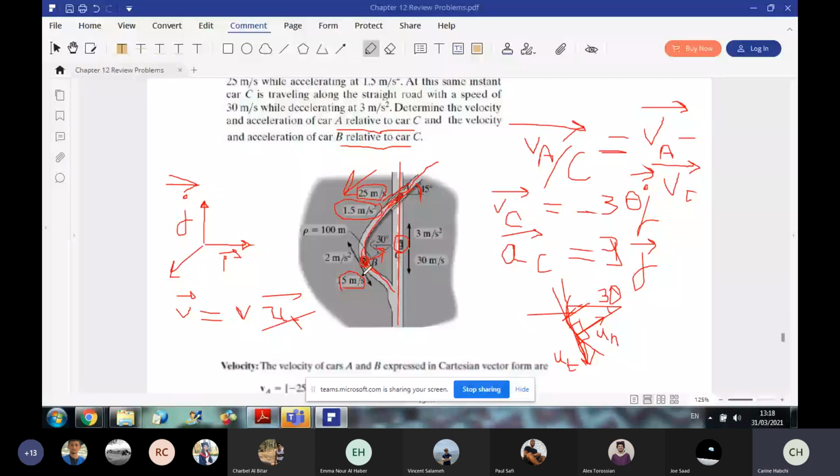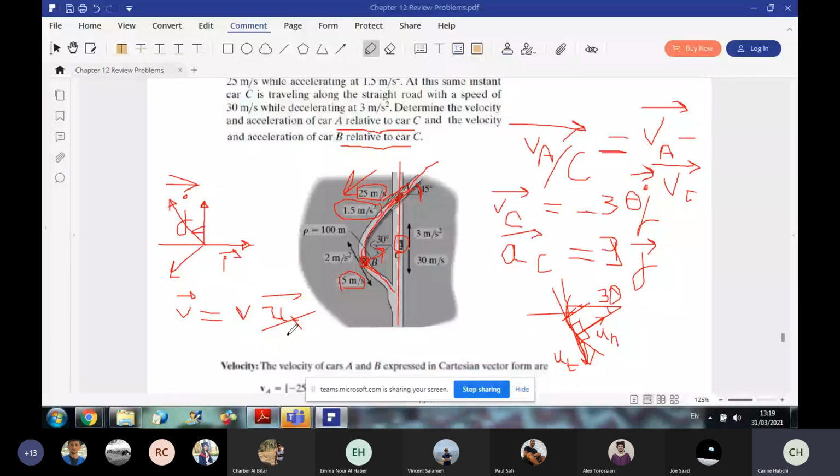Now, concerning acceleration, the acceleration of B has two components. The tangential one is along minus UT. It will make an angle of 30 degrees with j and 60 degrees with i. If you want to decompose it, you just write minus 2 times UT and replace UT by its expression, which is cosine 60 i minus sine 60 j, because UT is down.